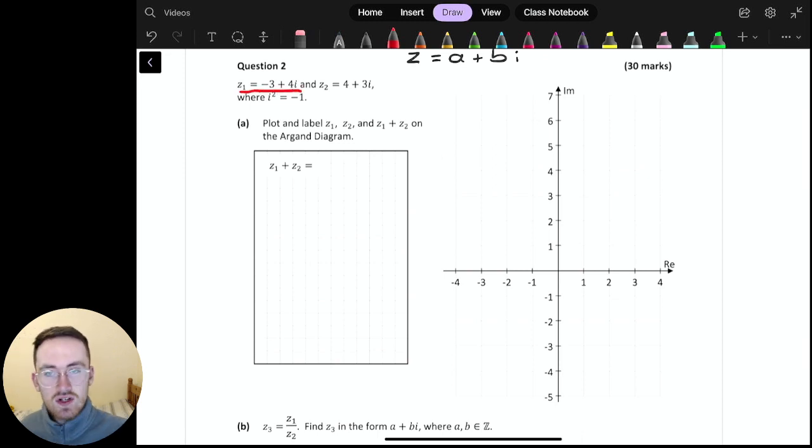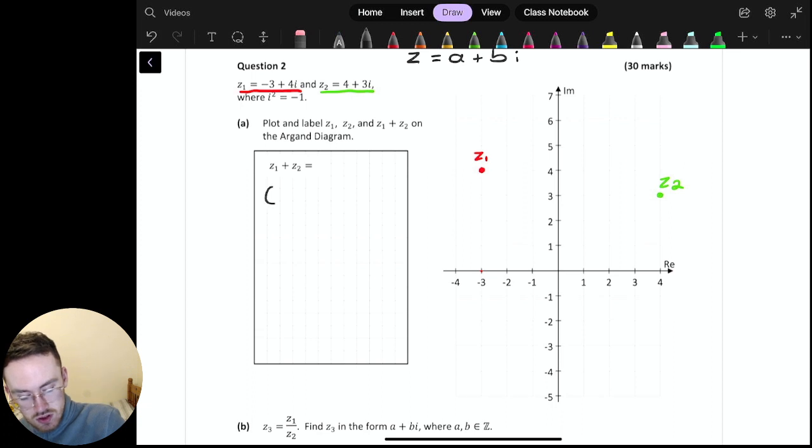Z1 is minus 3 plus 4i, so we go to minus 3 on the real axis, we go up to plus 4 on the imaginary axis, and that'll be Z1 there. Looking at Z2, it's 4 plus 3i, so we go over to 4, we go up to 3, and that's Z2 there. Then for Z1 plus Z2, we're going to just use the full names, if you like, so minus 3 plus 4i plus 4 plus 3i.